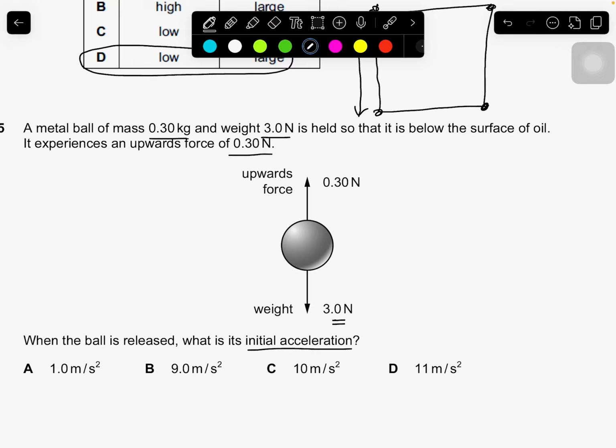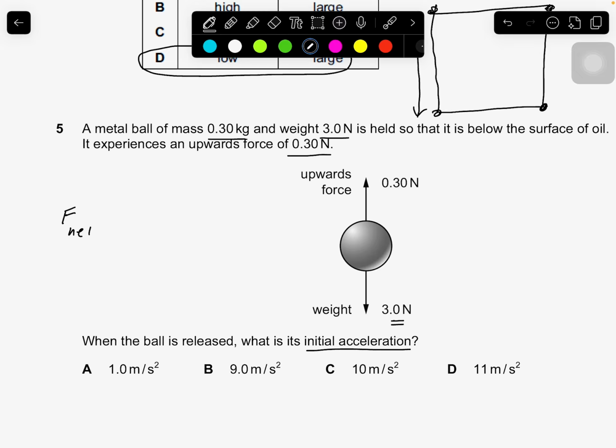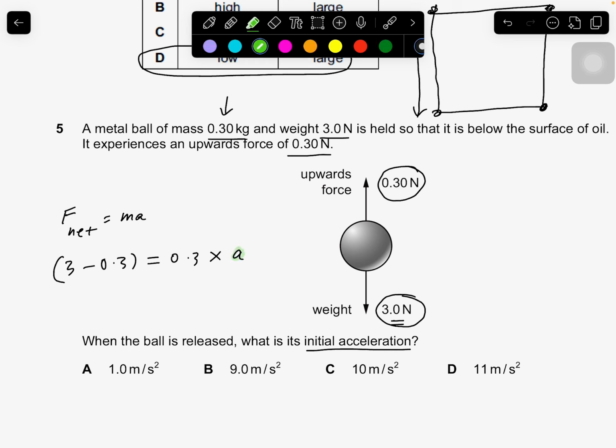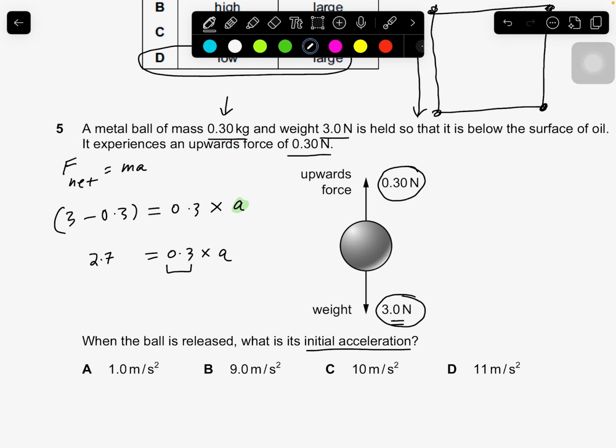Okay, so basically this is literally just the F net equals ma formula. So, what's your net force? 3 take away 0.3, because they're opposite forces, you're going to subtract them. Equals, what's the mass of the ball? The mass of the ball is 0.3 kilograms multiplied by your acceleration. You're finding acceleration. So 3 take away 0.3 is 2.7 equals 0.3 into acceleration. You're going to take 0.3 to the other side. It's multiplying with a here, so when it goes to the other side, it will be divided. So that would just be 9, I guess, meters per second squared.